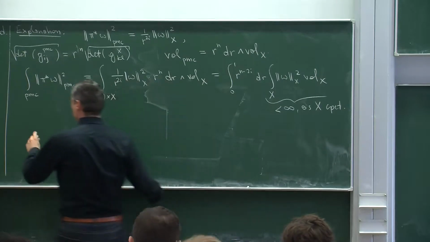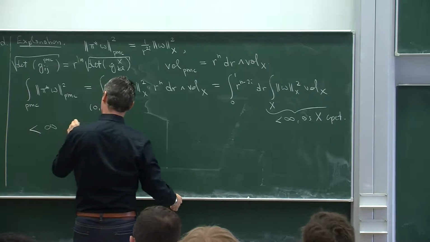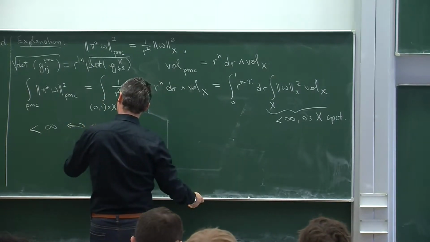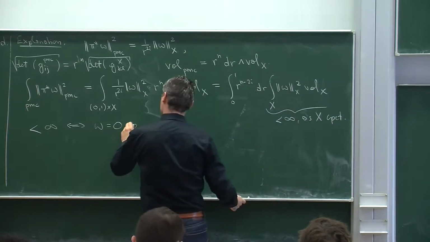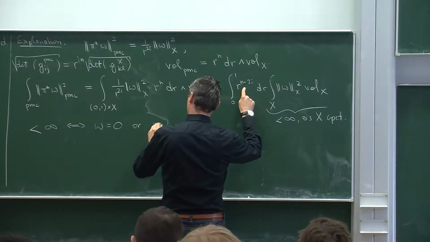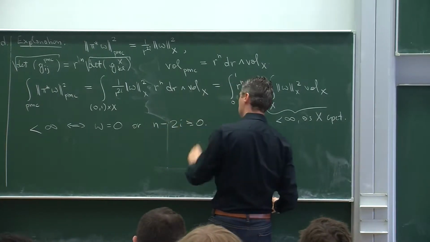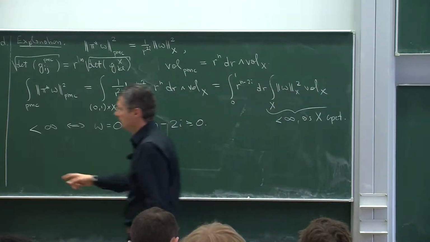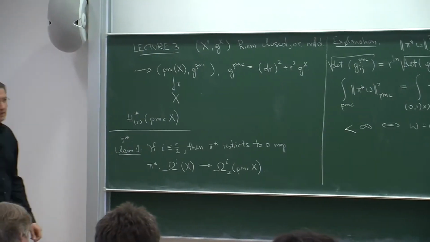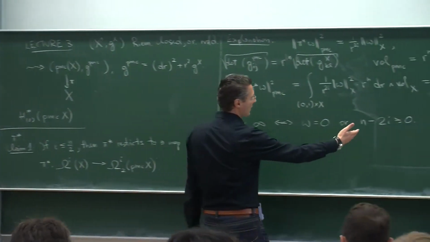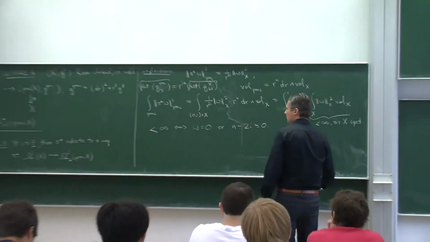So therefore, this integral is finite precisely when either omega is 0, remember omega is smooth here, or otherwise you must have r minus 2I greater or equal to 0. And that's exactly what I've provided for. I've exactly provided for this condition, and therefore, if we are in that range, in fact, the claim is established. Okay, so we have a good map.